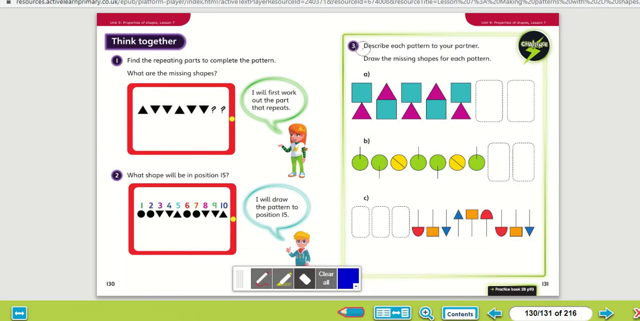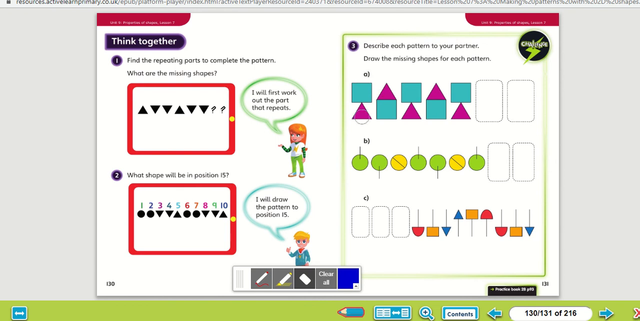Now, question number 3, and this is a challenge. Some of you could make it. Describe each pattern to your partner or to your brother or to your sister. Just draw the missing shapes for each pattern.